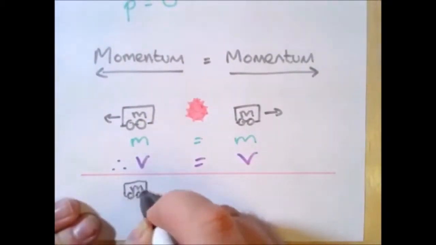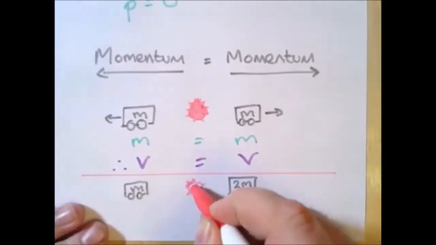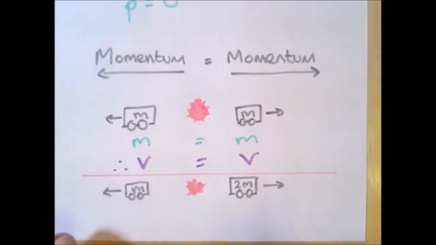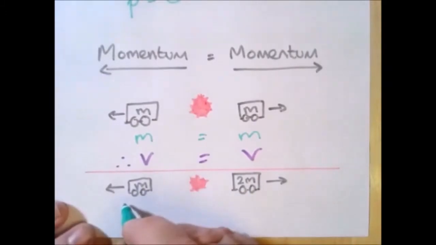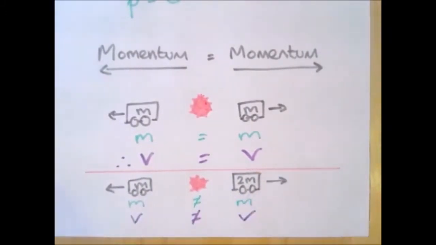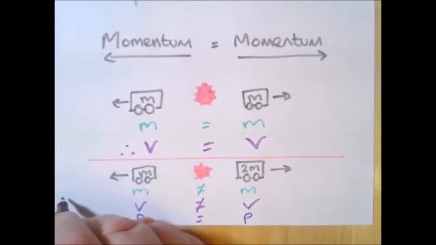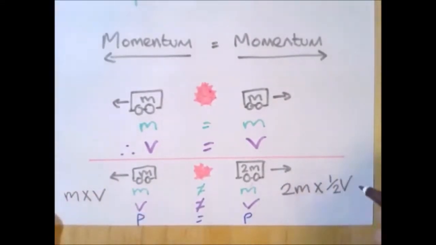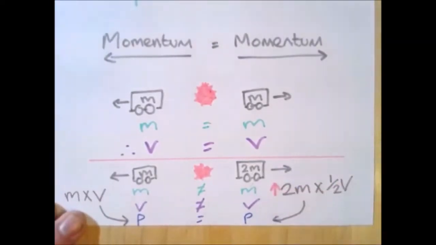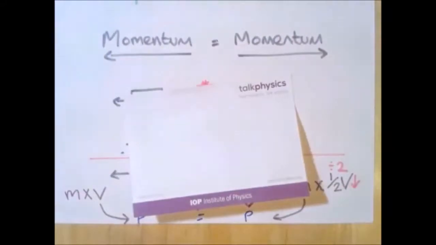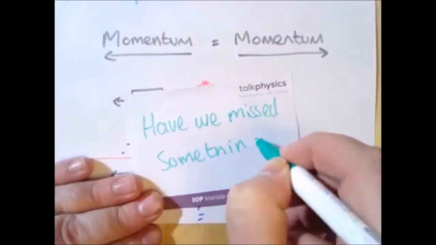So if we take a look at a situation where we have two carts moving away, one with double the mass of the first cart, then because the masses aren't equal, the velocities can't be equal either. But we know that the momentum is conserved. So how do we solve this? Well, if on the left-hand side we have m times v, then on the right-hand side we have 2m times half v. Think back to the original collision problem. Doubling the mass halves the velocity.